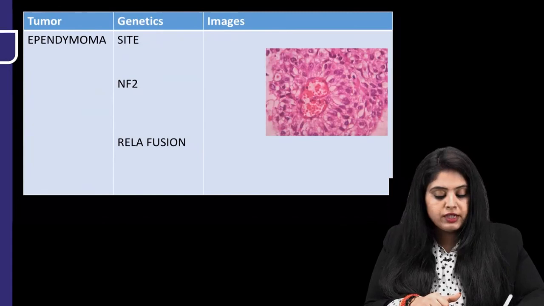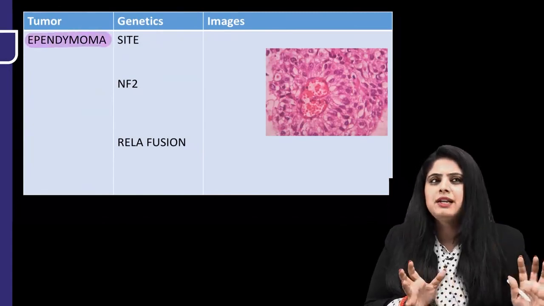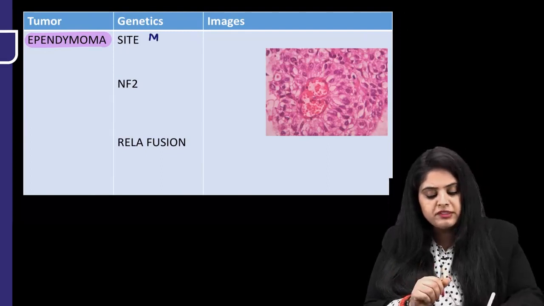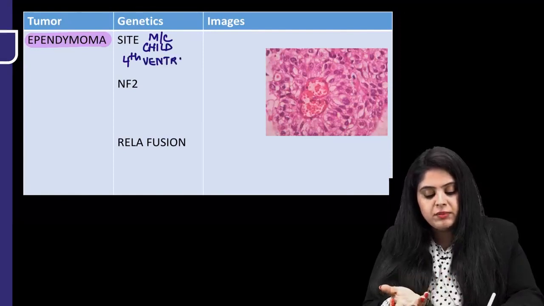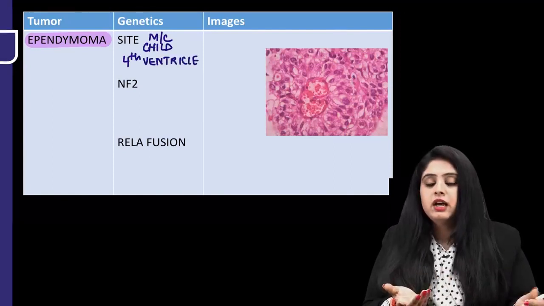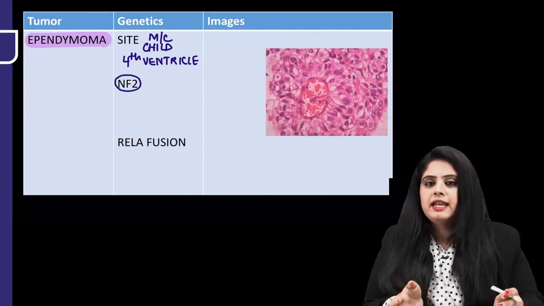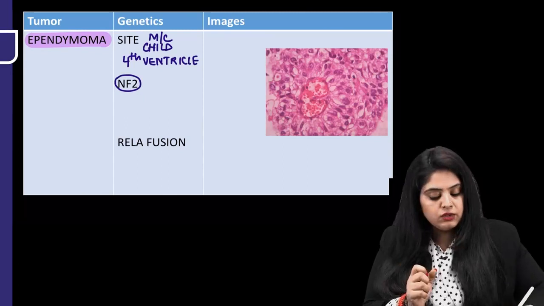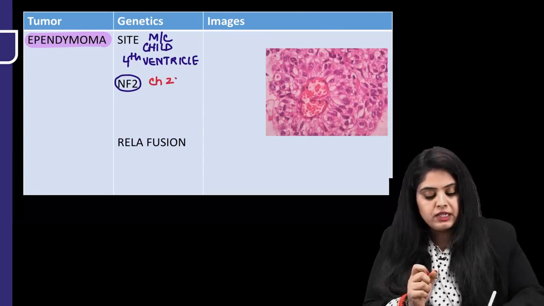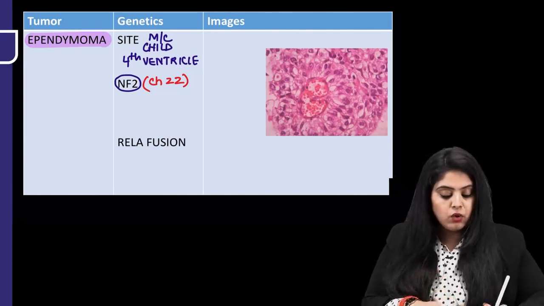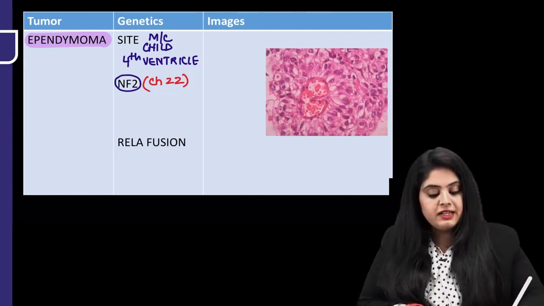Now just think logically. Where is ependymoma? Ependymal cells, ventricles. So what is going to be the most common site? The most common site in children is going to be the fourth ventricle, because ependymal cells are only present in the ventricles. Now this is associated with a syndrome called NF2. NF2, 2 add karo, that becomes chromosome 22. NF2, chromosome 22. And what are all the brain tumors that are seen in NF2?